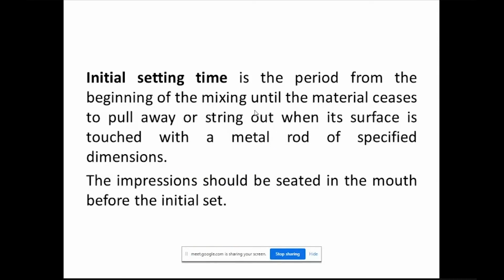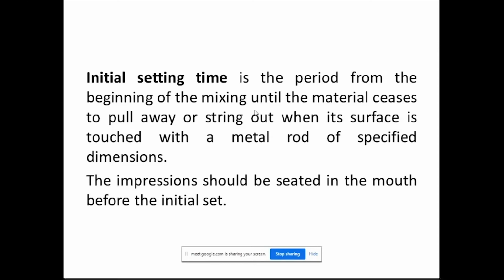We have initial setting time and final setting time. Initial setting time is the period between two times, from the beginning of the mixing until the material decreases its tendency to pull away or string out when its surface is touched with a metal rod of a specified dimension. From here, the material cannot be changed. This is the initial setting time.